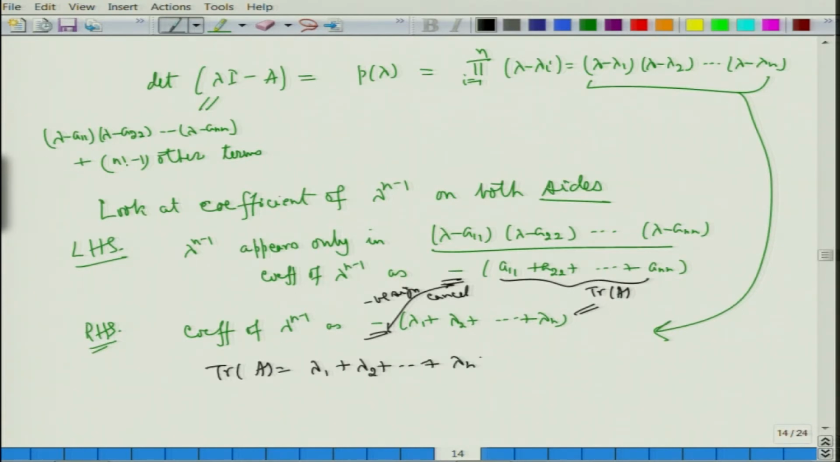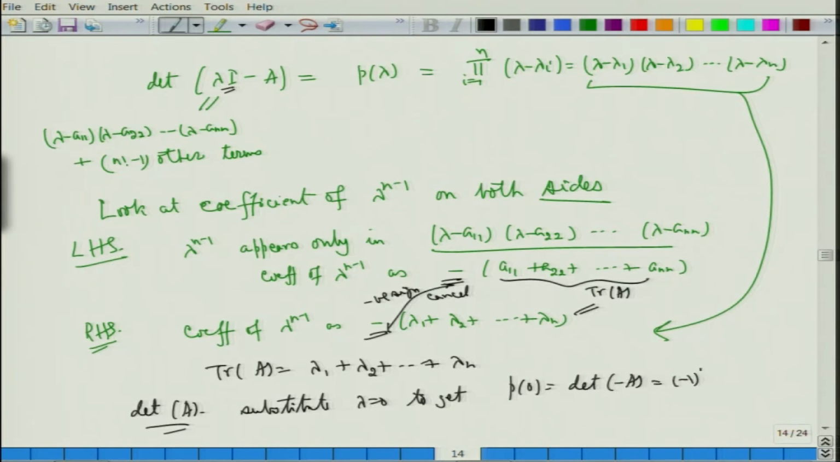Fine. What about the determinant? Let us look at determinant of A. If I want to get the determinant of A, I need to substitute lambda equal to 0 here, all right. So, substitute lambda equal to 0 to get P(0) equal to determinant of minus A, which is same as minus 1 to the power n into determinant of A. Why minus 1 to the power n? Because this matrix is of size n cross n, all right. So, I am multiplying by a scalar minus 1, so that gets multiplied, fine.